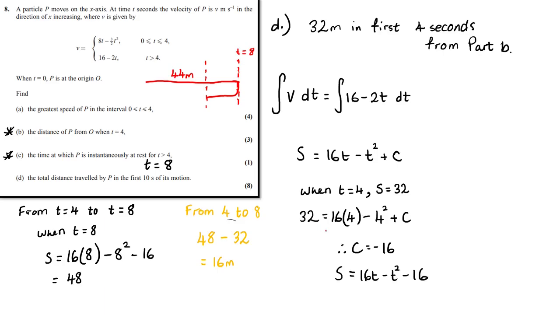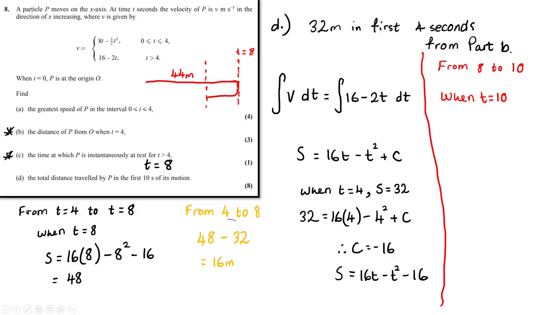I'm running out of room a little bit. Have we got enough room over here? Let's try it. We now just need to consider from 8 to 10. All I need to do now is substitute 10 into s, so when t equals 10. And again, this diagram is not perfect, but it gives you a bit of an idea of what's actually happening. The direction is just changing with the particle here.